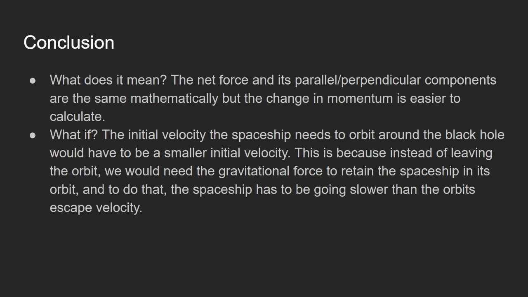Now, what if you're trying to get the spaceship to orbit the black hole? The initial velocity of the spaceship to orbit the black hole would have to be a smaller initial velocity. This is because instead of leaving the orbit, we would need the gravitational force to retain the spaceship in its orbit. And to do that, the spaceship has to be going slower than the orbit's escape velocity.